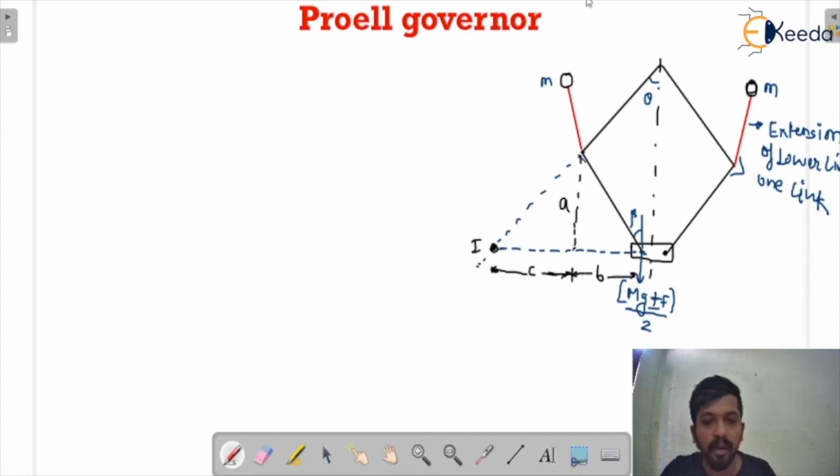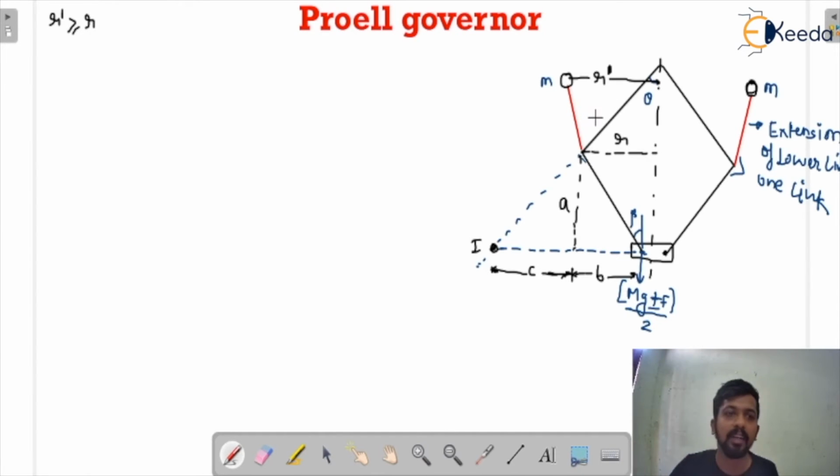Now one important thing you have to see here: this is the radius of the governor, which is denoted as R, but here there will be a center of rotation of the fly balls, so there will be another radius of rotation. This is the radius of rotation of the fly ball, denoted as R dash. Remember one thing, R dash is always greater than or equal to R.